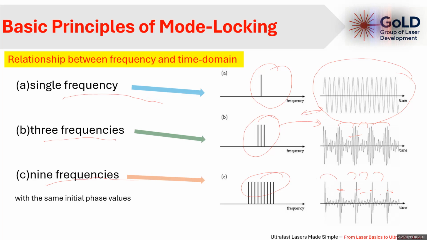And when will more modes come? If the gain medium has a broader gain bandwidth. Titanium sapphire, which is a very common ultrashort laser pulse gain medium, has a very broad gain bandwidth. So many modes can be absorbed and we can lock.